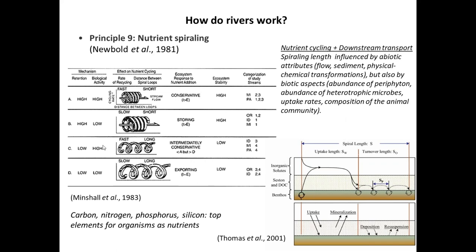In this diagram, which was taken from Minshall's work in 1983, this spiraling is described for different types of systems according to how high or how low the retention processes and the biological activity processes are, and they show different spiraling, mostly linked to different streams or different stream orders.